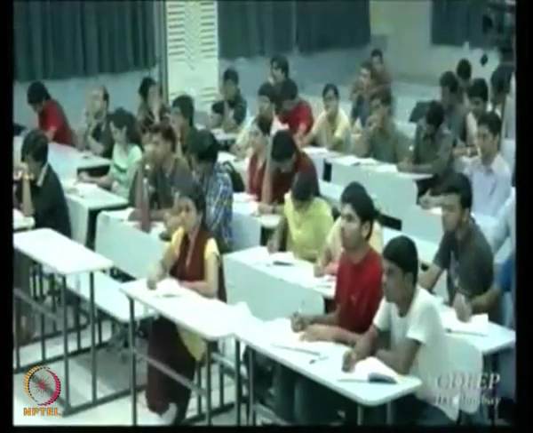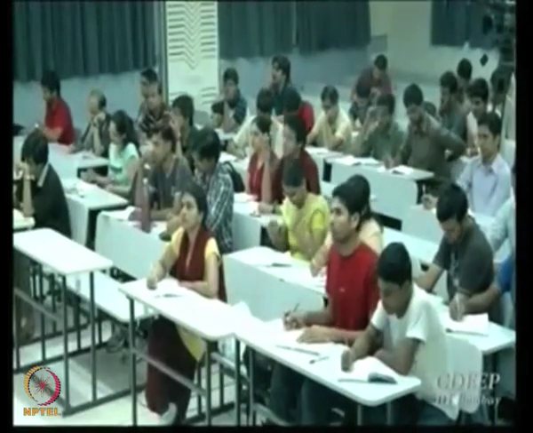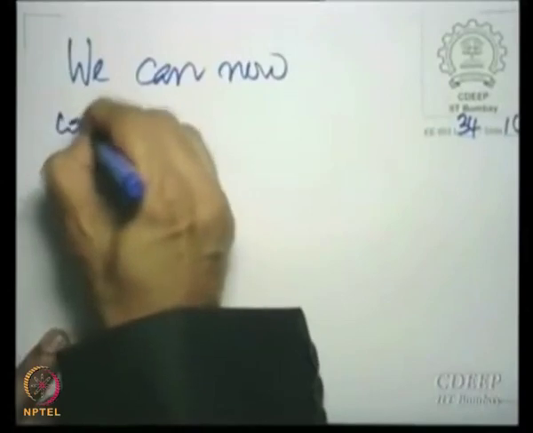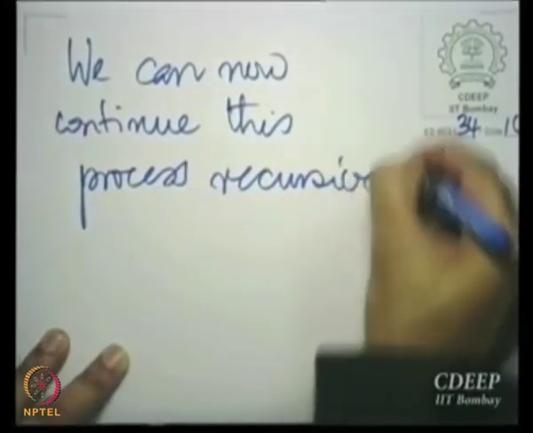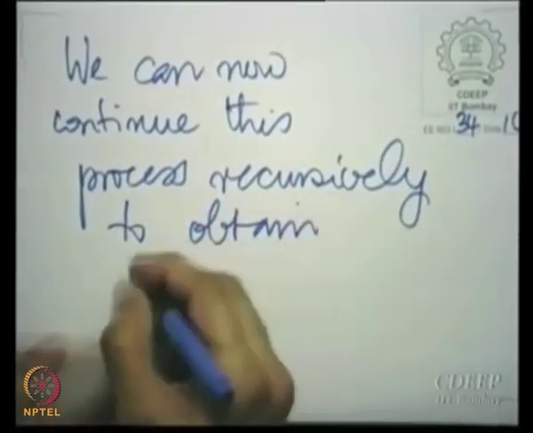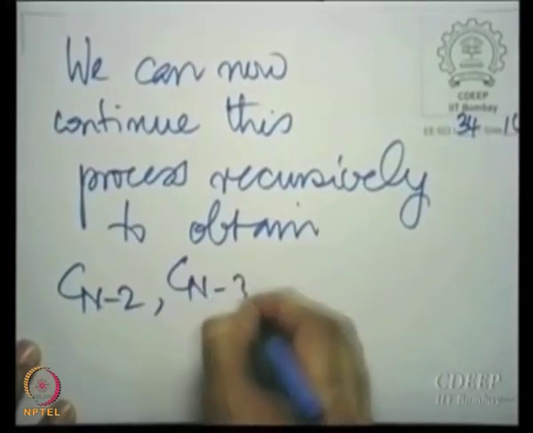Okay, so let's make a remark. We can now continue this process recursively to obtain Cn minus 2, Cn minus 3 all the way down to C0. Subtract the corresponding term to the right hand side and then look at the highest power of z inverse. Now, having done that, we have completed the lattice structure. So we know in principle how to build the lattice structure. But now let's take an example. Let's take a very simple example of a degree 2 rational system function.